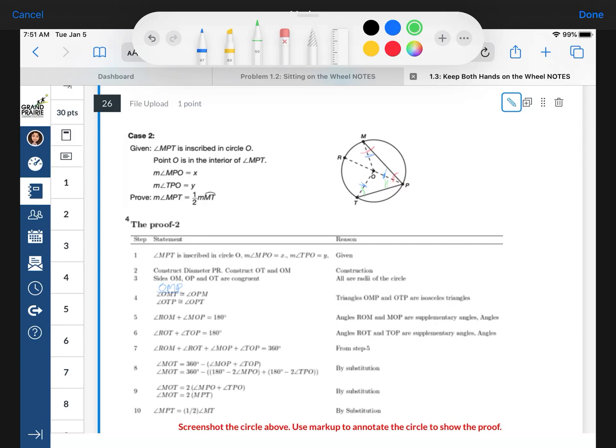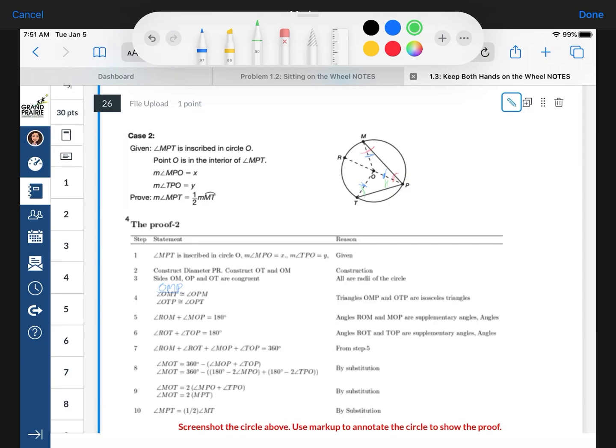Number 9, because of this, we can say that the measure of angle MOT is twice the measure of MPO plus TPO. This is true because in step 8 you have one positive 180 and one negative 180, so those add up to 0. That's how we get to twice MPO plus TPO, just some algebra.